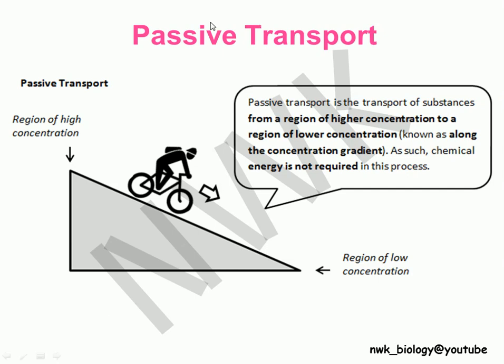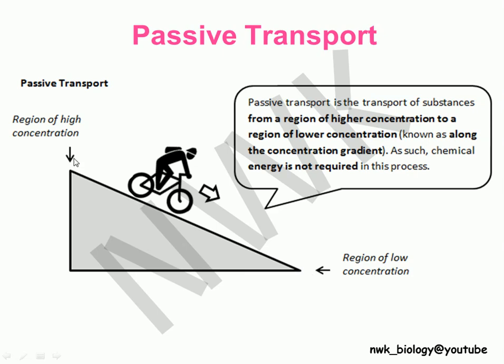Passive transport is defined as the transport of substances from a region of higher concentration to a region of lower concentration. Imagine there's someone who is cycling down the hill. At this part is the region of higher concentration, which means at this region it represents the part where you have a lot of solid particles. While this point is the region of low concentration. Imagine it's just like the part where you have very little solid particle.